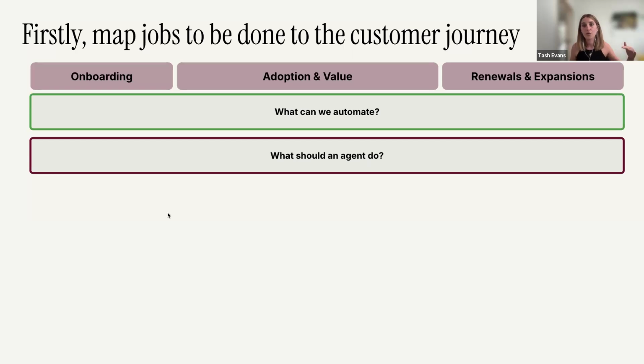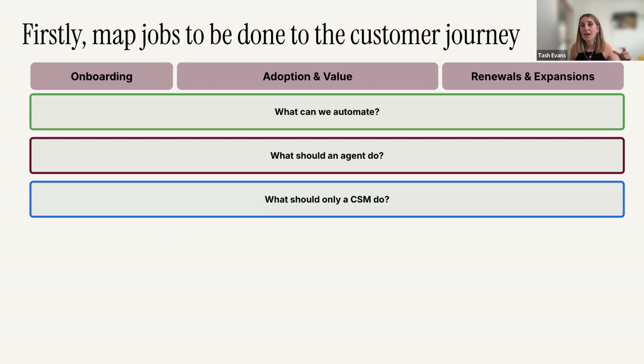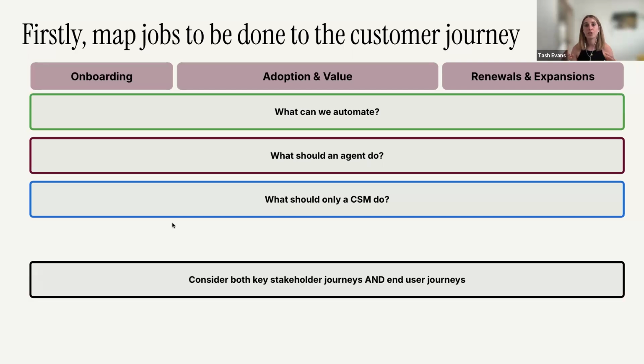And then from there, when you've thought about, well, what can I automate? What can I give away to an agent? Then you think about what's left that only a CSM can do. What are those high value, high impact activities that should always be reserved for a CSM or an AM or a renewals manager?